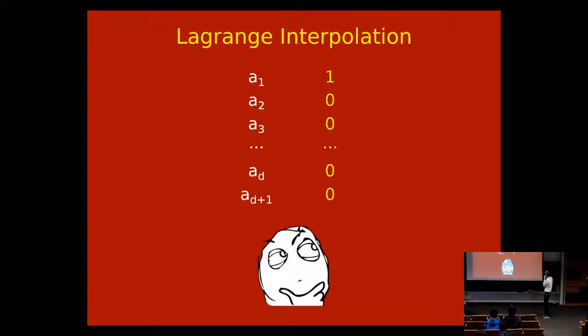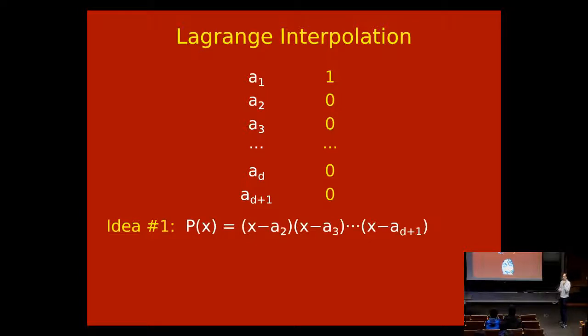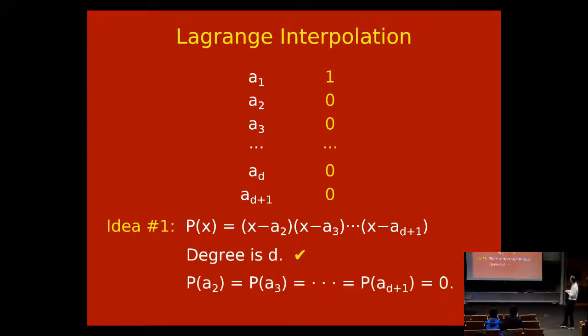So the easiest thing is to try to set it up so that it'll at least be 0 on all these d places where you want it to be 0. And you can get that by multiplying together these d linear factors. I'm going to multiply together x minus a2, x minus a3, dot, dot, dot, x minus a sub d plus 1. If I multiply those all, I could imagine expanding these all out, and I'd get a degree d polynomial, because I'm multiplying together d degree 1 things.